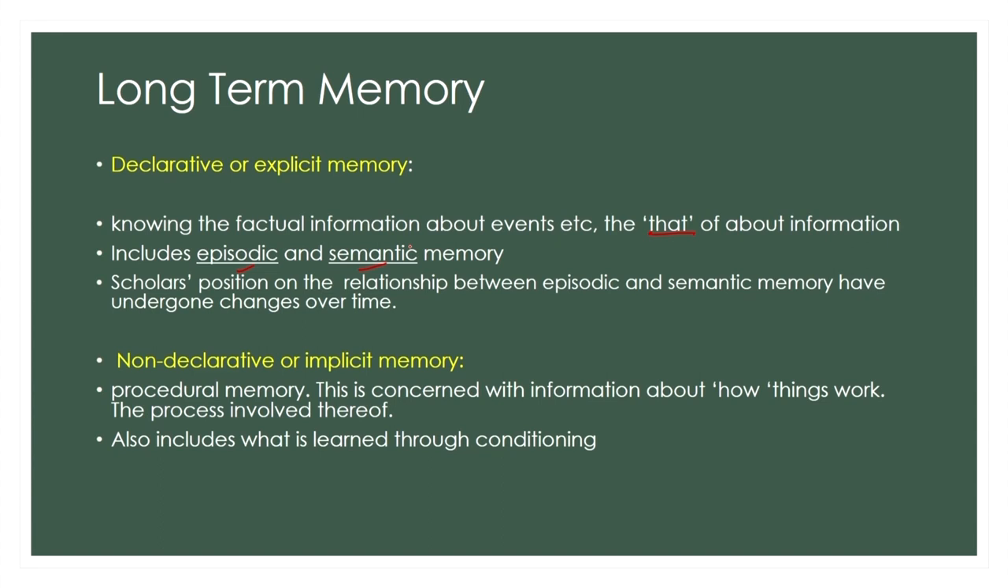Then we have non-declarative or implicit memory. Implicit memory is more focused on procedural memory. So how the things happened, the processes that were part of that information. So what goes into declarative, how goes into the non-declarative part. So this is concerned with information about how things work, the processes thereof, and so on, and also information that is learned through conditioning of various types, right? So those priming and conditioning, this kind of methods, when you learn something through these methods, that information goes into our implicit memory.